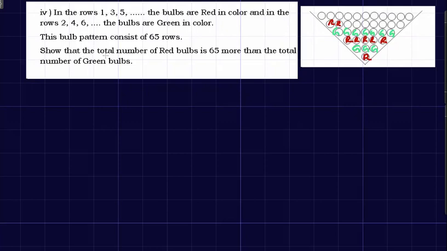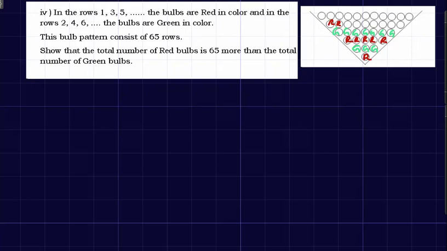Show that the total number of red bulbs is 65 more than the total number of green bulbs. So how do we do this? So the plan is this. First, let's find out the total number of bulbs in this pattern. So what's the total number of bulbs in this pattern?